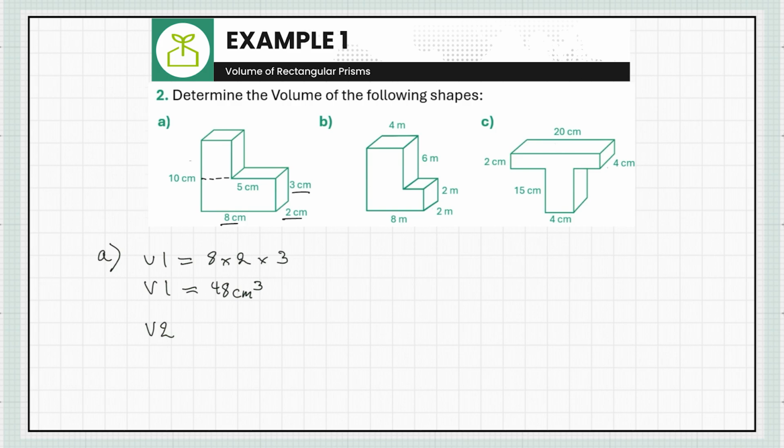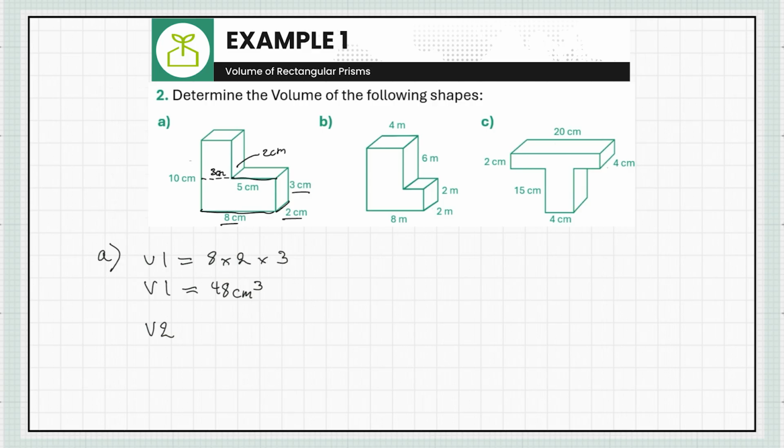And volume 2 is going to be a little bit different because we're going to try and figure out what each one of these parts is. So for the first side, we know that the base here is totaling 8 centimeters. And this smaller component is 5 centimeters. So this must be 3 centimeters. The depth is the same, so this is 2 centimeters.